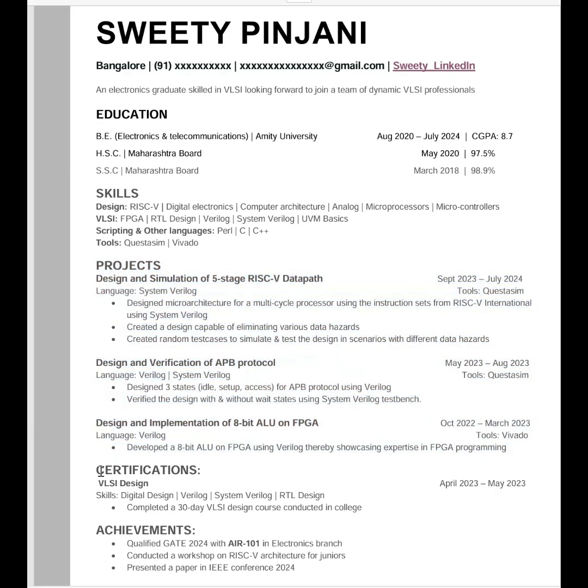Then certifications, whatever are relevant, and any good achievements which can add value to your resume. This is how you should create a resume for a bachelor who is looking for VLSI opportunities. I hope this gave you at least an understanding of how to create a resume. And using this as a reference, you can now create a resume for yourself.